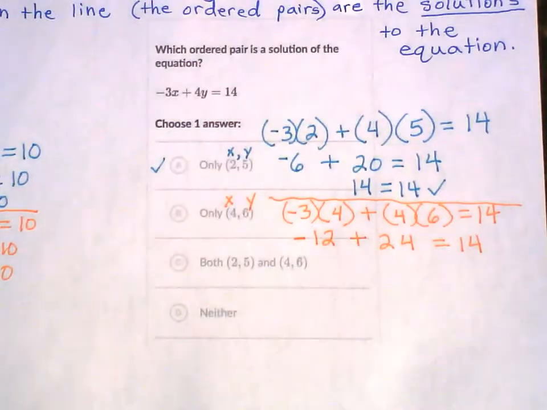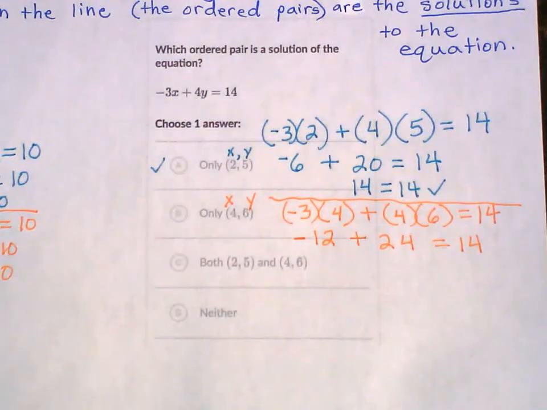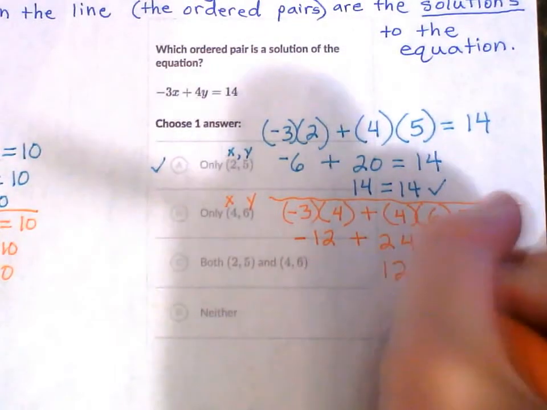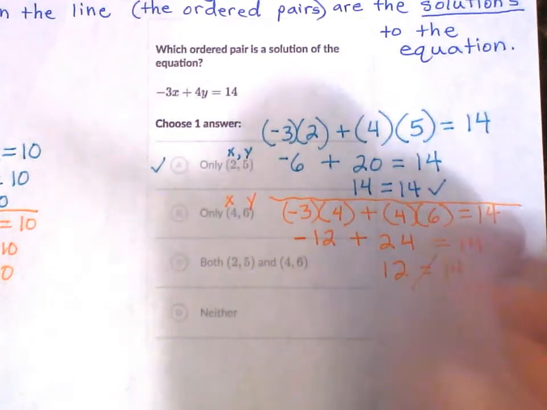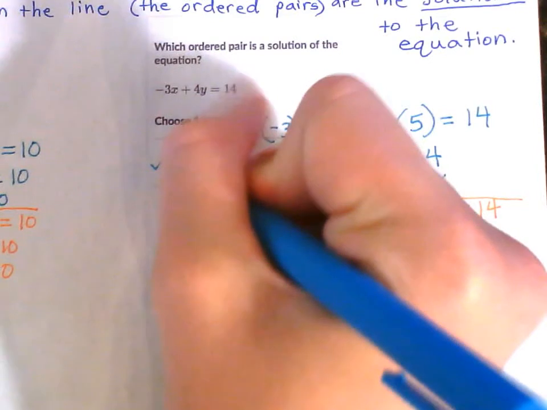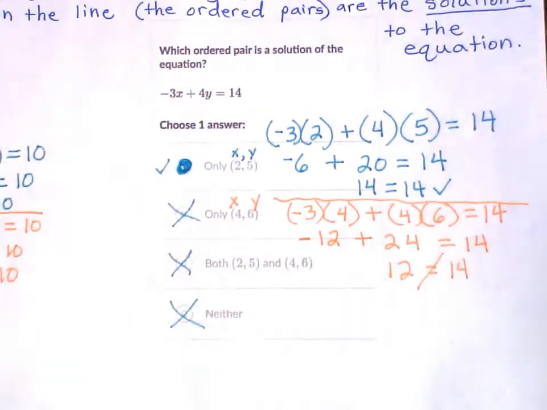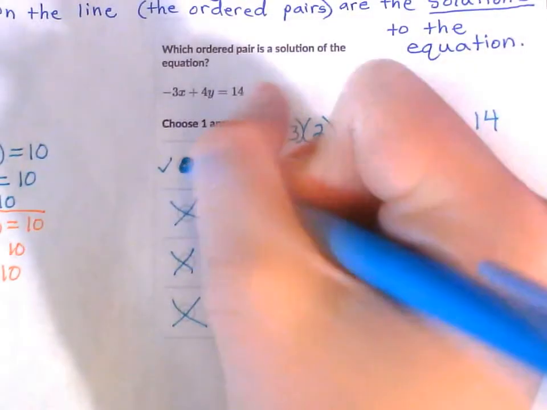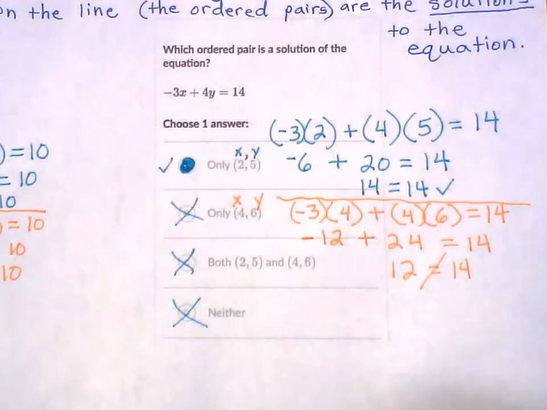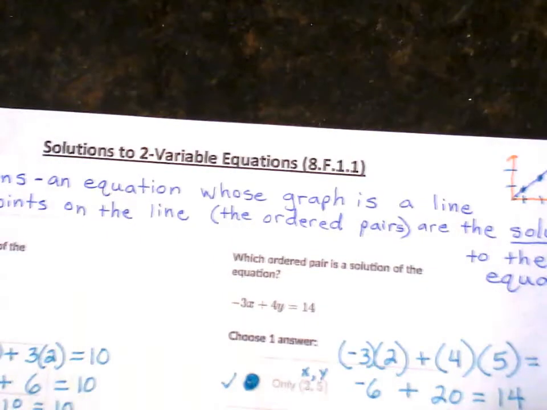Negative 12 plus 24. So that's the same as positive 24 minus 12, which is 12. Does 12 equal 14? No. So once again, the only solution is (2, 5). It's not both of them. It's not (4, 6). It's not neither. So that is how you're going to do all of the problems for this Khan Academy exercise.